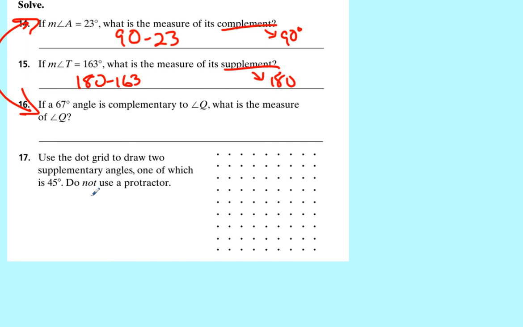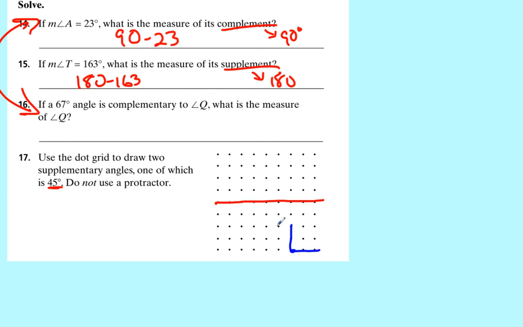Okay, 17. Use a ruler to draw two supplementary angles, one of which is 45 degrees. Don't use a protractor. Okay, that's easy enough. So we need supplementary, which means we need one straight angle, which means we need a straight line. So there's that. Okay, so the two angles we put are going to add up to 180 degrees. So I'm just going to figure out how to make a 45 degree angle, and that's a lot easier than you think. If you take an angle we can draw on here, which is not that because my handwriting is poor. I can do better.